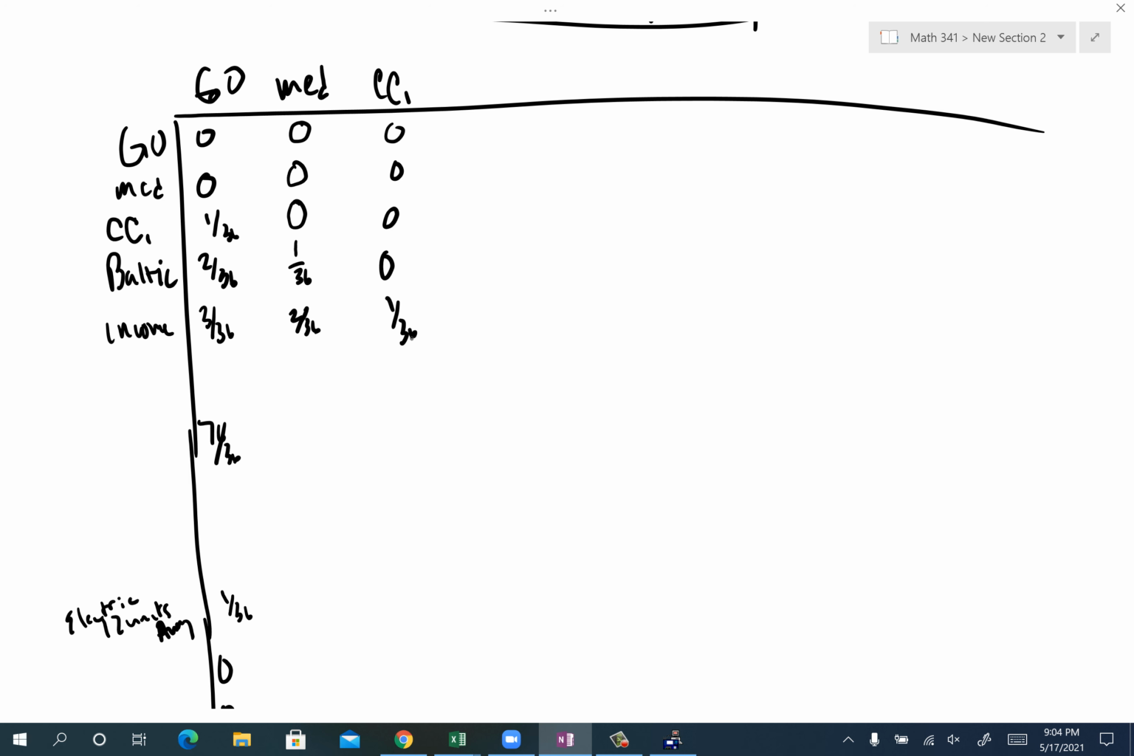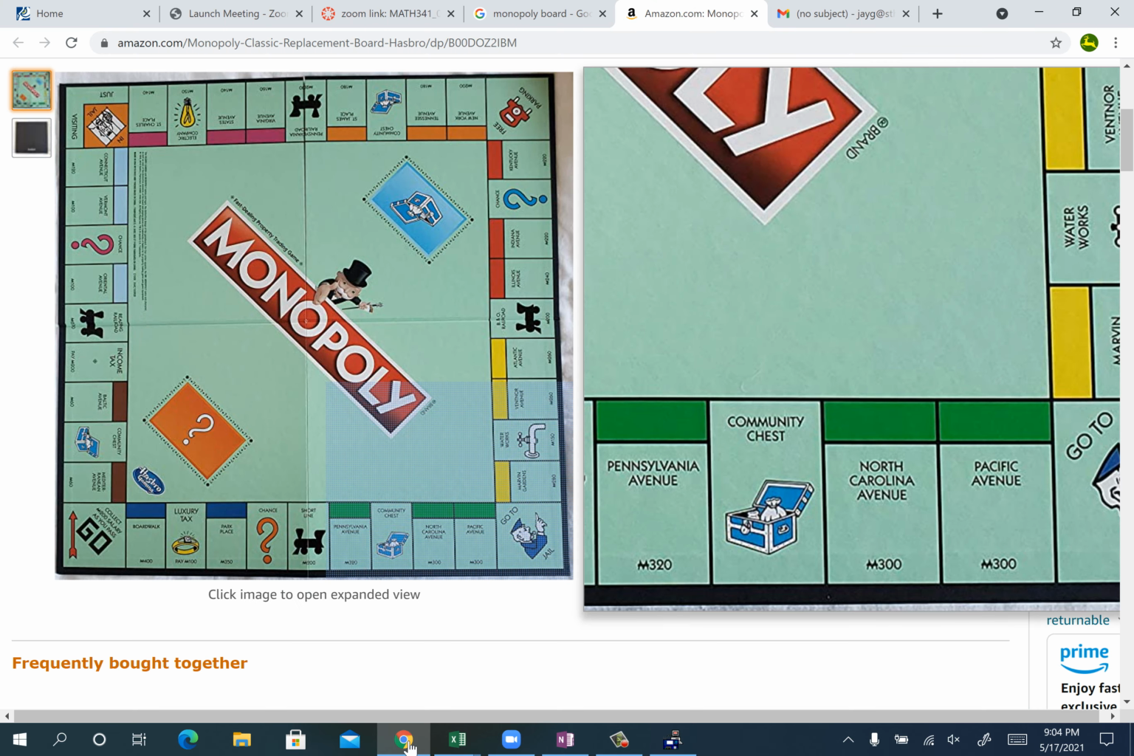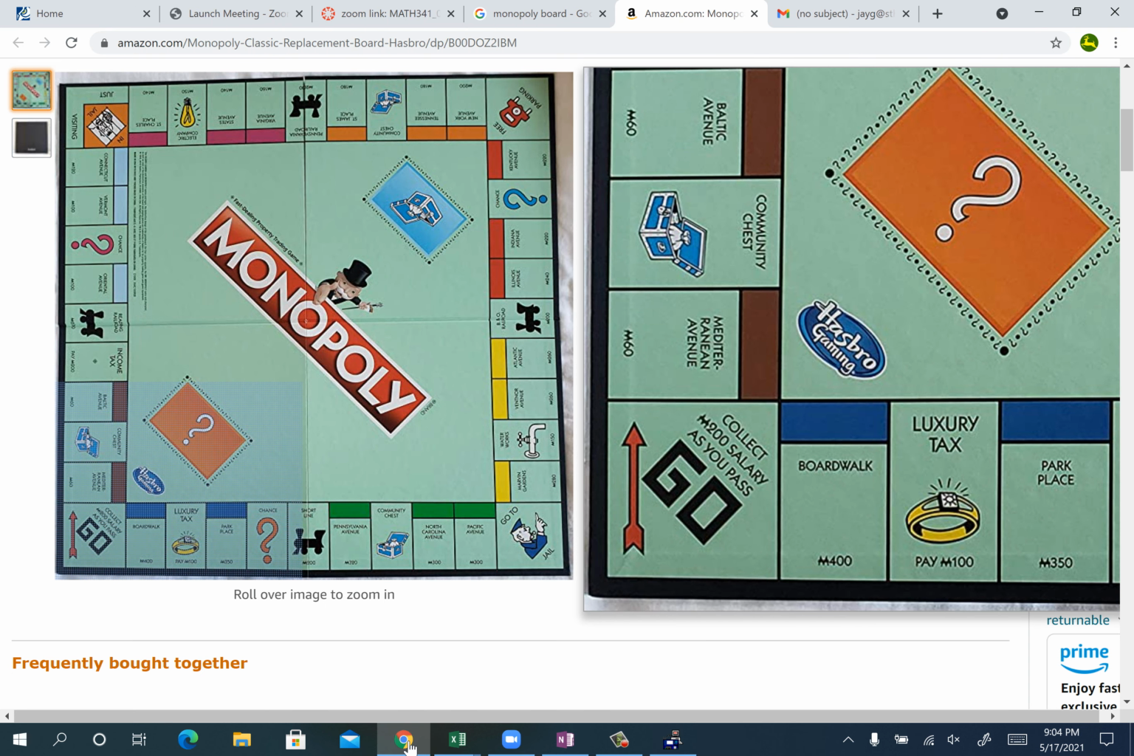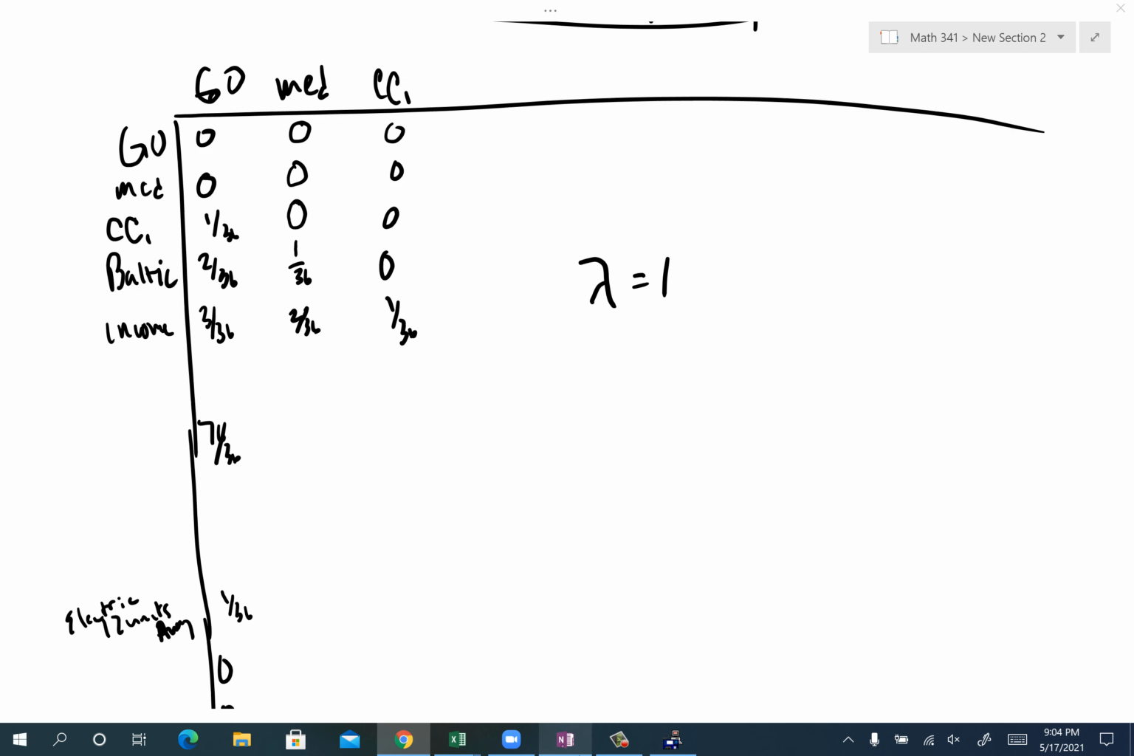Hey, what will its eigenvectors be? One of them is going to be this. The rest of them, how many are on the board? I don't even know. 1, 2, 3, 4, 5, 6, 7, 8, 9, 10. There's 40 spaces on the board. The other 39 lambdas are going to be less than 1. Okay? And when you do it, you're going to get a steady state solution.